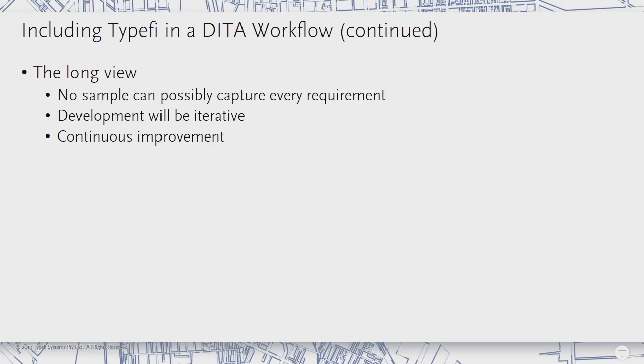So generally, for the long-term view of a project like this, don't try to get one sample that'll work. Think of it more in chunks. The development will be iterative, but our goal is to continuously improve the solution. So we're adding things to make it work better. We're making it run faster. We're making it more efficient. We're just fixing all the little things that need to be fixed to make the end result what you wanted.